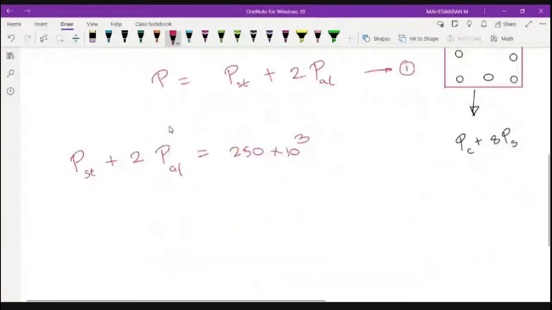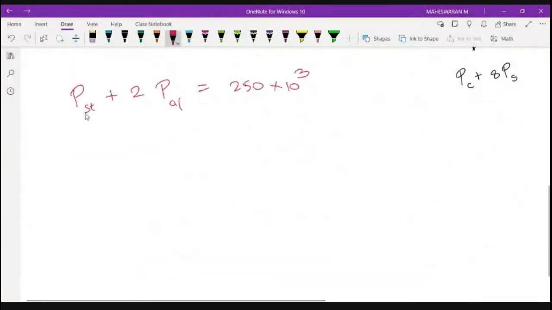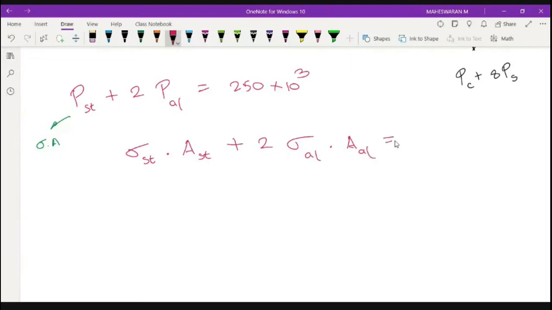So in that case, I will change this P in terms of stress. How to do that? You know that P is equal to stress into area. Which means I can write this equation as stress in steel into area for steel, plus 2 times stress in aluminum into area for aluminum, is equal to 250 into 10 power 3.